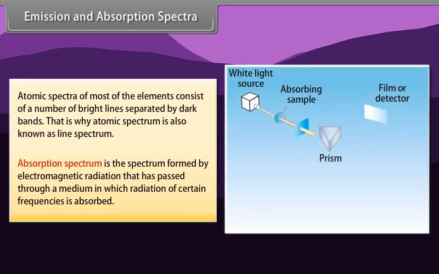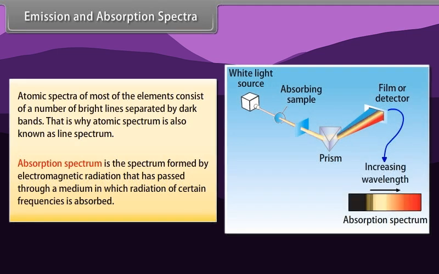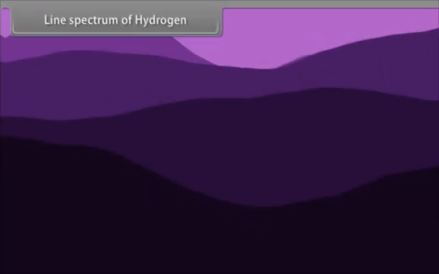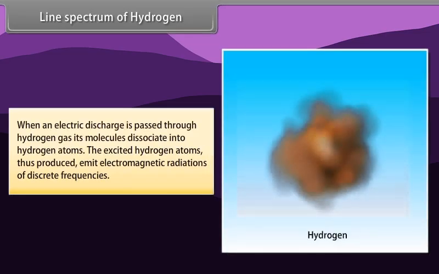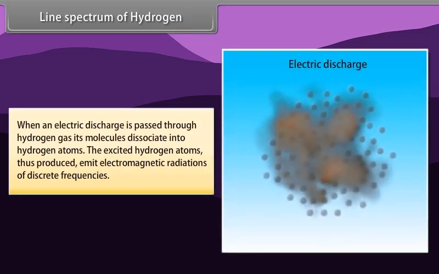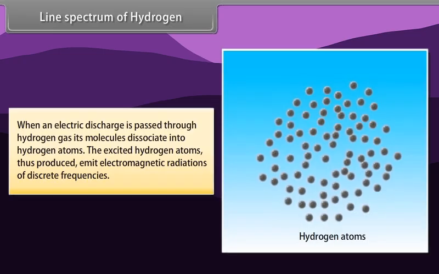Absorption spectrum is the spectrum formed by the electromagnetic radiation that has passed through a medium in which radiation of certain frequencies is absorbed. Line spectrum of hydrogen. When an electric discharge is passed through hydrogen gas, its molecules dissociate into hydrogen atoms.